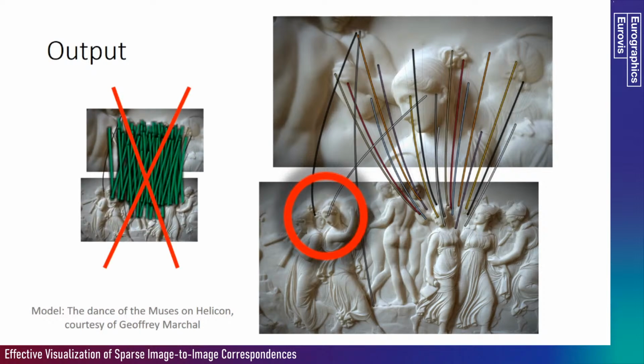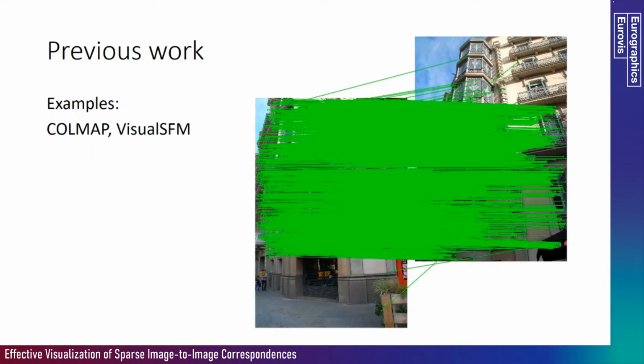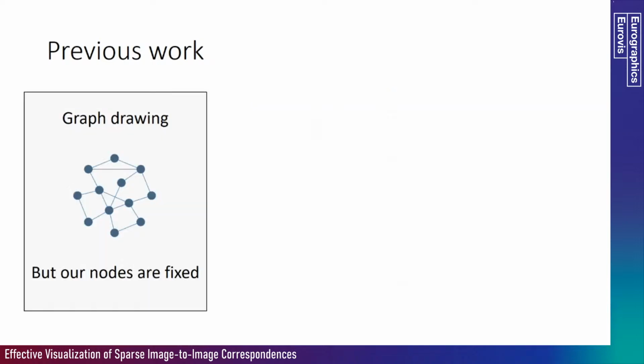Traditionally, these matches are shown by placing the two images side to side and drawing all link segments. But this approach tends to produce cluttered images, where individual matches are hard to identify and the underlying image is hardly visible. Another option would be to select a random subset of the matches, but of course we would lose a lot of information. So our problem can be seen as a particular case of graph visualization.